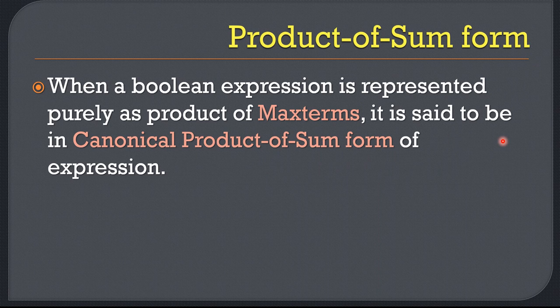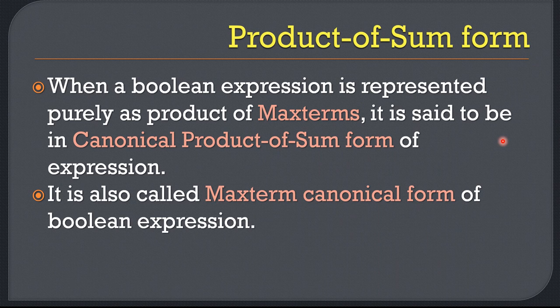When a Boolean expression is represented purely as a product of max terms, it is said to be canonical product of sum form. Previously for SOP we used min terms, and here you are going to use max terms. We will see what max terms are and how to convert a truth table into canonical product of sum form. It is also called the max term canonical form of a Boolean expression. So, that is another name which is used.